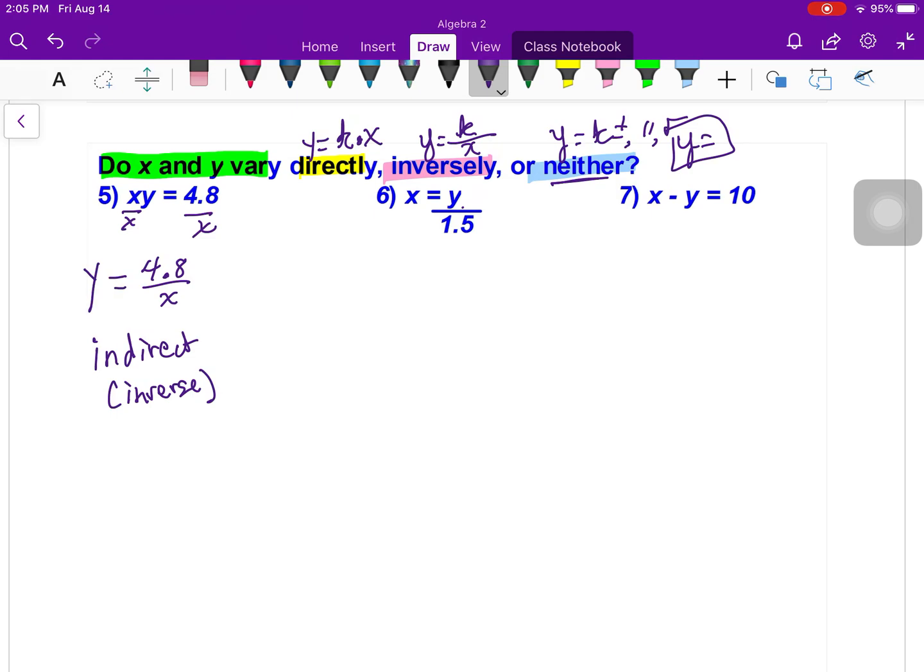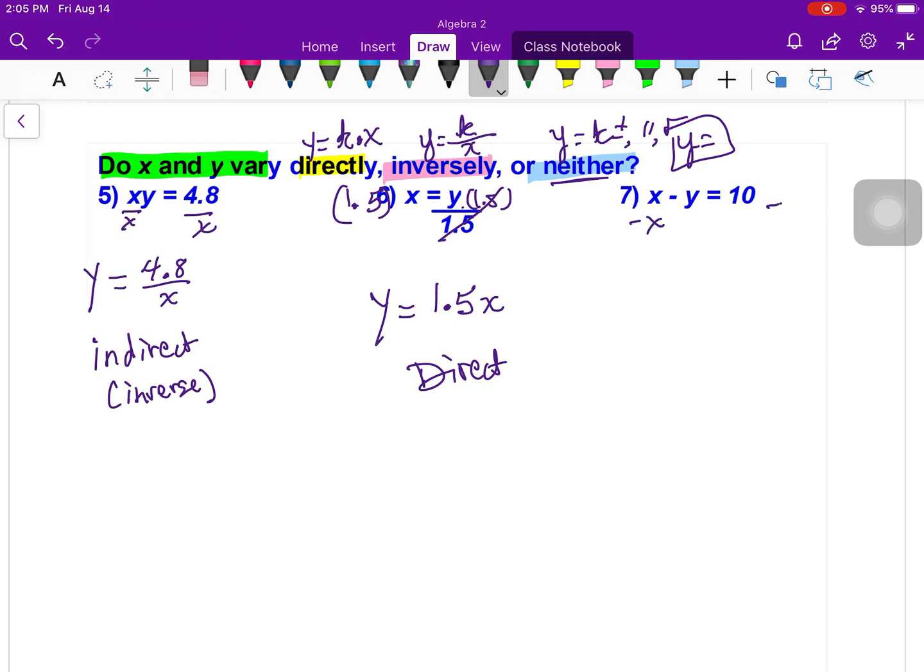I want to solve this so it reads y equals. So I'm going to have to multiply both sides by 1.5. I get y equals 1.5x. So that is direct because I am multiplying.